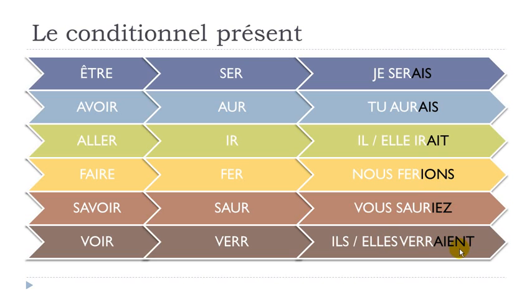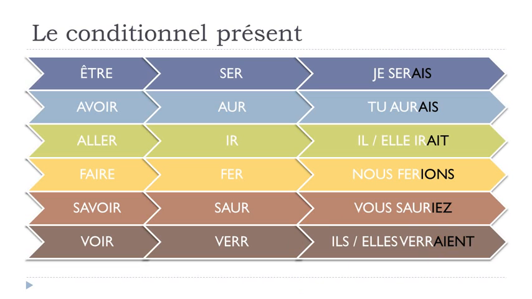Okay, so let's see them one more time. So, être, to be, je serais. Avoir, to have, tu aurais. Aller, to go, il irait, elle irait. Faire, to do, nous ferions. Savoir, to know, vous sauriez. Voir, to see, il verrait, elle verrait.